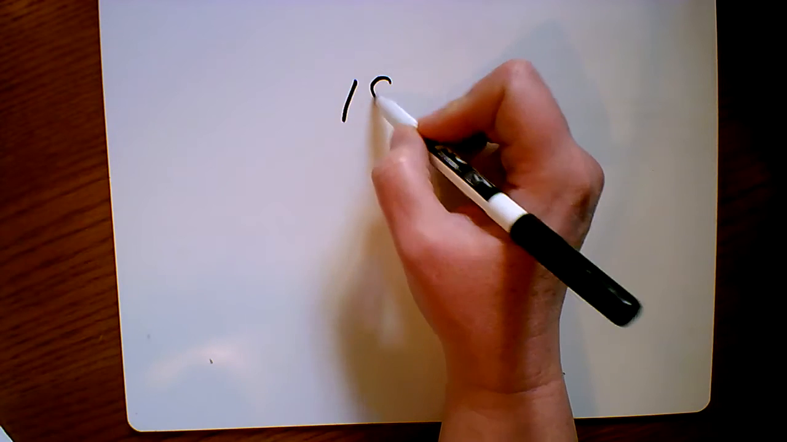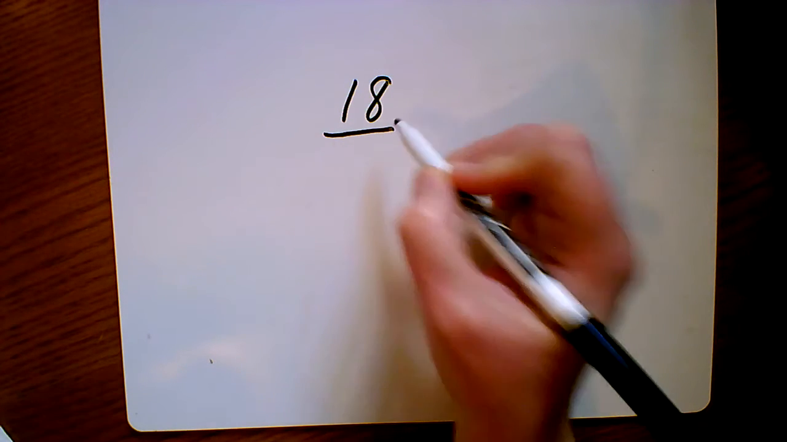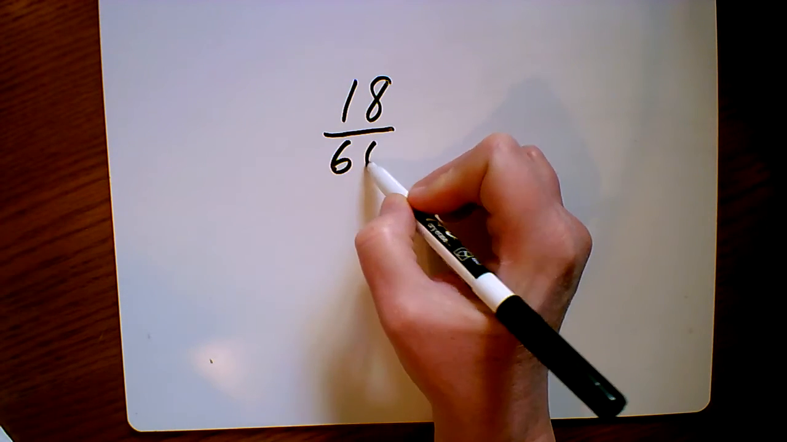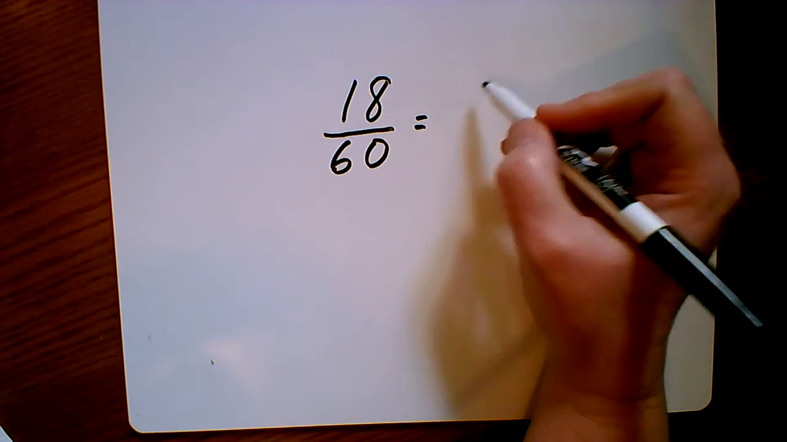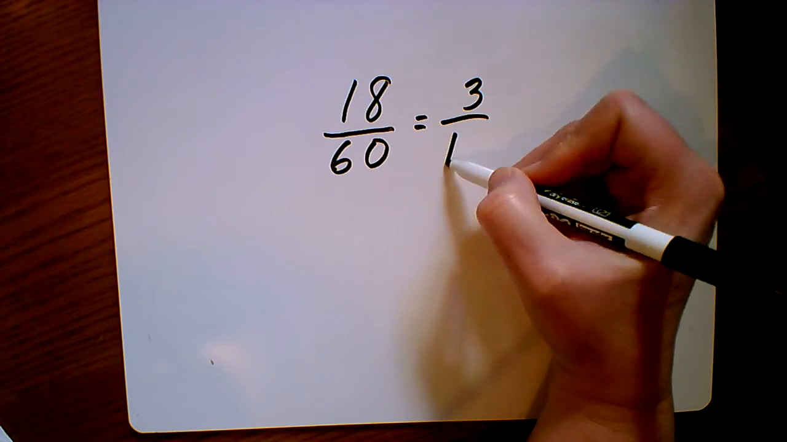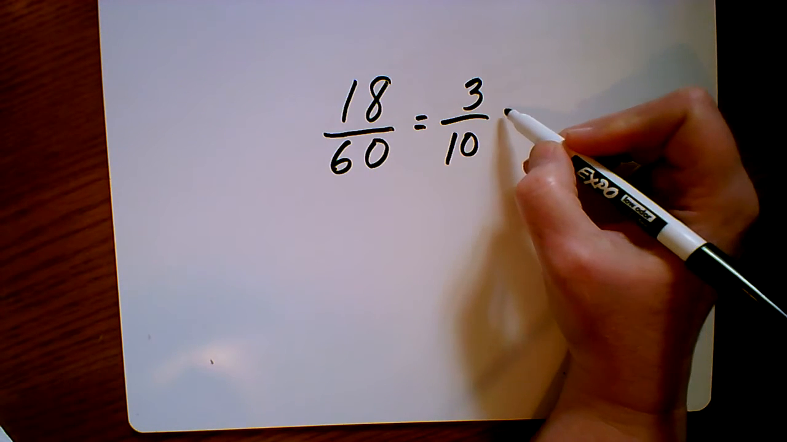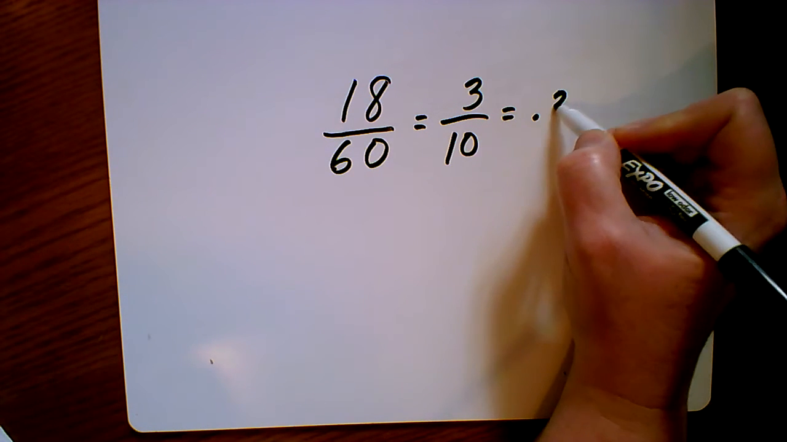Okay, so the problem says Sam unicycled 100 miles in 6 hours and 18 minutes. What was his average miles per hour? And the hint is first turn the minutes into a fraction of an hour and then turn the hours into a decimal. So what does that look like? So we have 18 minutes. How many minutes are in an hour? 60 minutes. So we can simplify this to 3/10. And that becomes the decimal point 3.